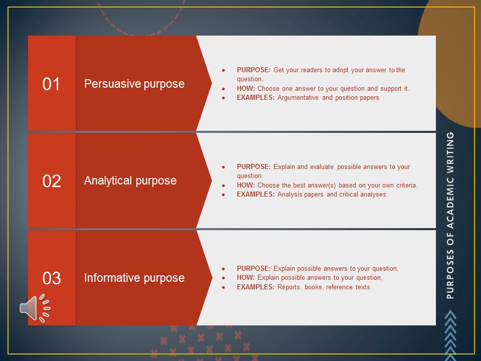The third one, we have informative purpose. Its aim or purpose is to explain possible answers to your question. How? By explaining possible answers to your question. What are the examples? It could be reports, books, reference texts. So that is informative purpose. From the word itself, informative, information. So the information came from the reports, books, and reference texts. So that's it.